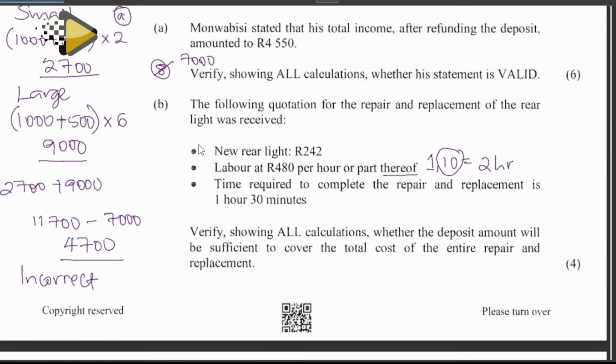So then what are we going to do? They're telling us, verify showing all calculations whether the deposit amount will be sufficient. Will it be enough to cover the total cost of the entire repair and replacement? What are we going to do? We shall start with buying the light plus the 2 hours the guy is going to work for, and each hour is going to charge 480. Okay, so let's find out how much that is. 242 plus 480 times 2. You have the answer as 1,202 rands. And we shall say it's insufficient.